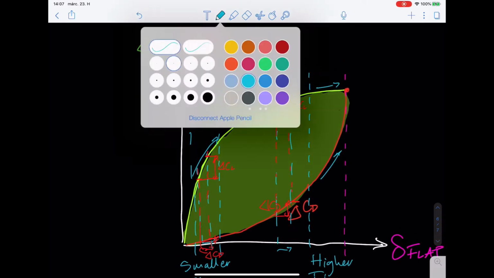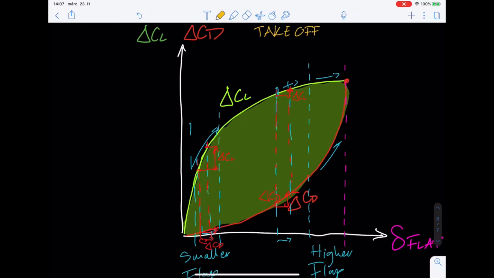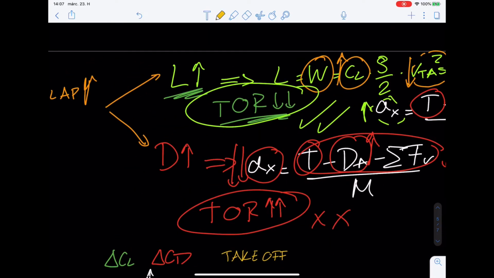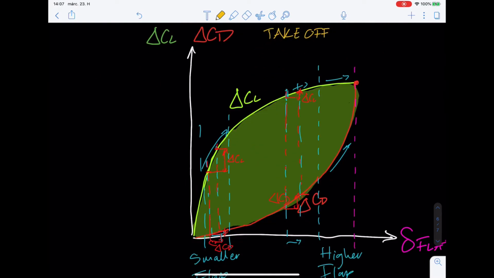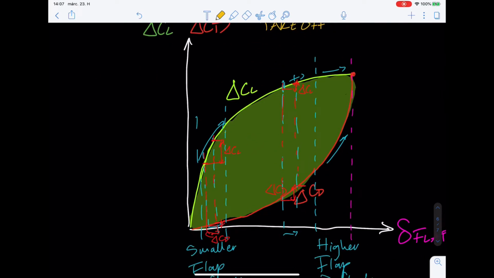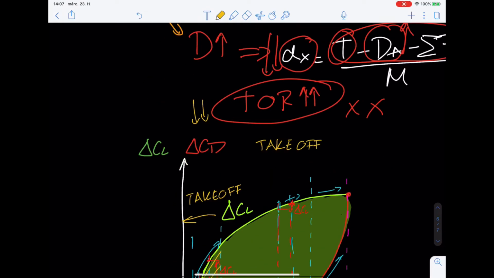So generally speaking, for takeoff, what do we want? For takeoff, we want to generate a lot more lift coefficient, so we want a lot of this good effect and a lot of this good effect and little of the negative effect. So it's pretty visible that we're going to be using this side, the initial side of the regime, right? So this one is for takeoff. As for the lower flap deflections, we're going to be using the smaller flap deflections.